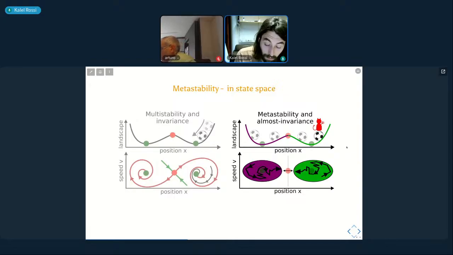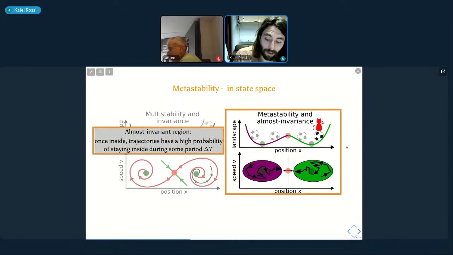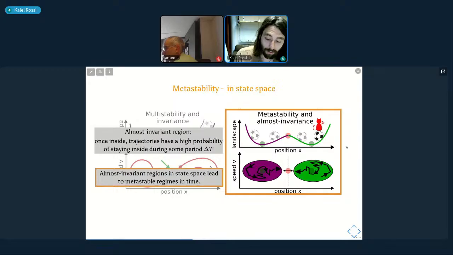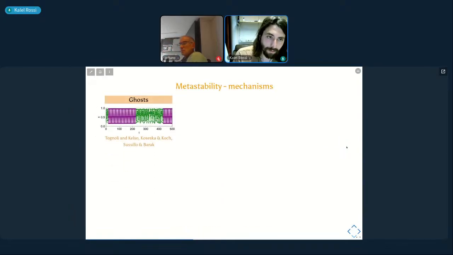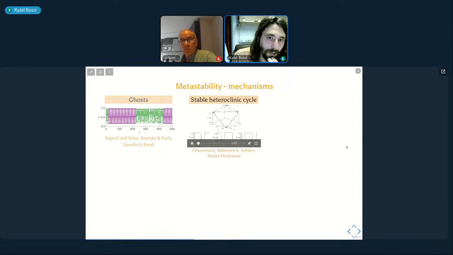And there are, of course, many different mechanisms that can generate these metastable regimes. One way is through ghosts, for instance, ghosts of equilibria. I'll explain this in the next slide. So for now, I'll just skip this. I'll mention some other examples that I don't have later.